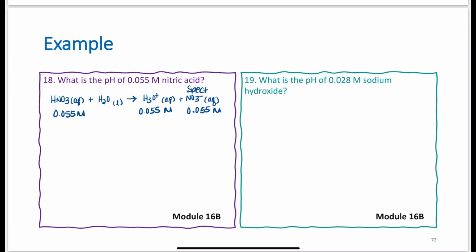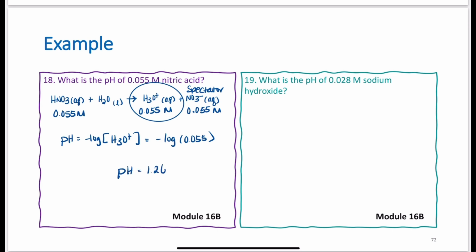This is a spectator. So only this is going to affect my pH. pH is the negative log of H3O plus. So negative log 0.055. And I get an answer here of 1.26.